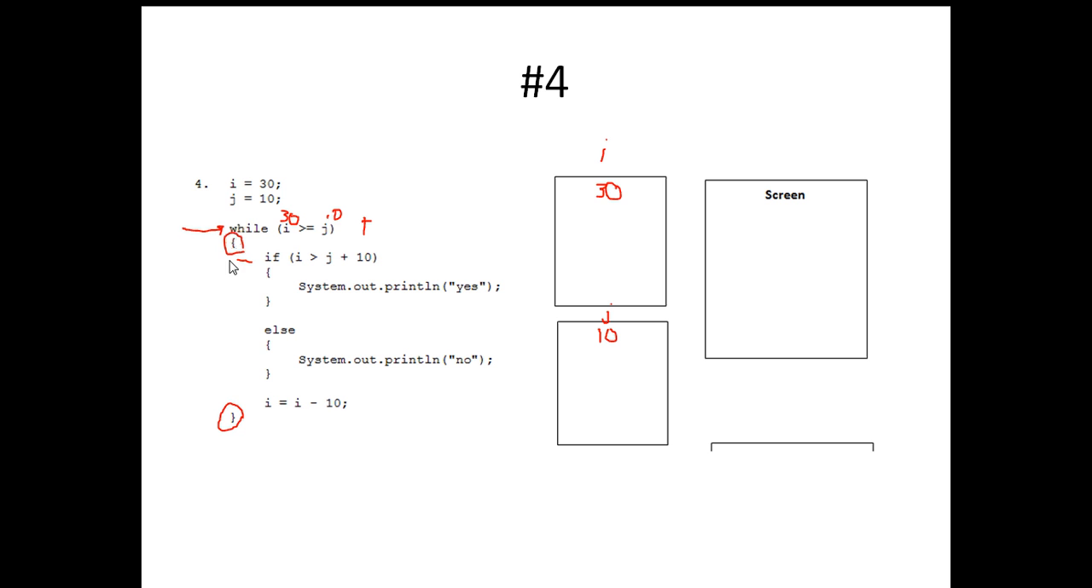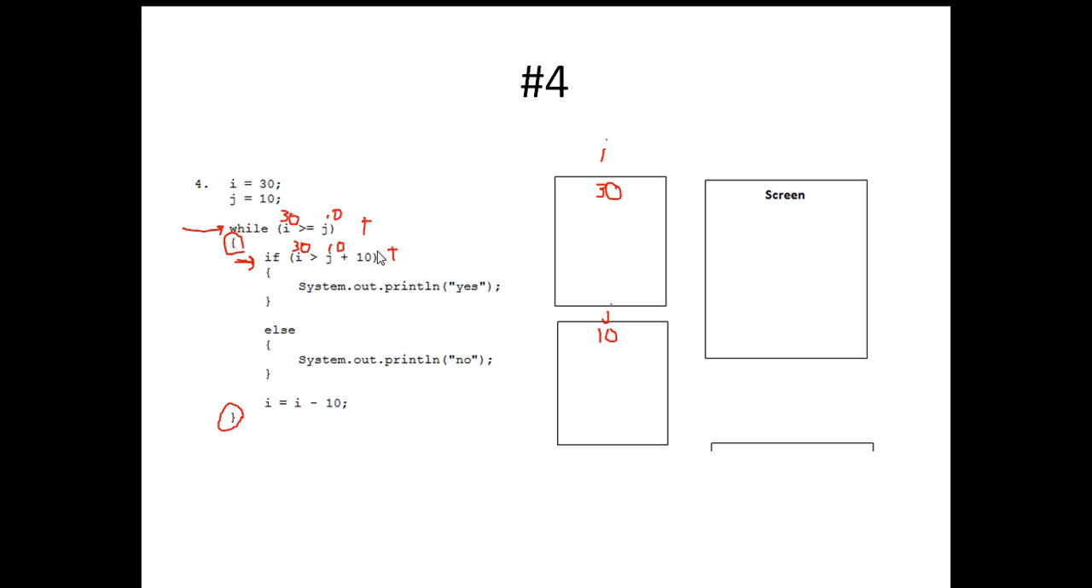So the first line in the loop is an if-else structure, the beginning of an if-else structure. Now this is a Boolean expression or logic expression. The question is, is 30 greater than the sum of j plus 10? So is 30 greater than 20? Which that is true.